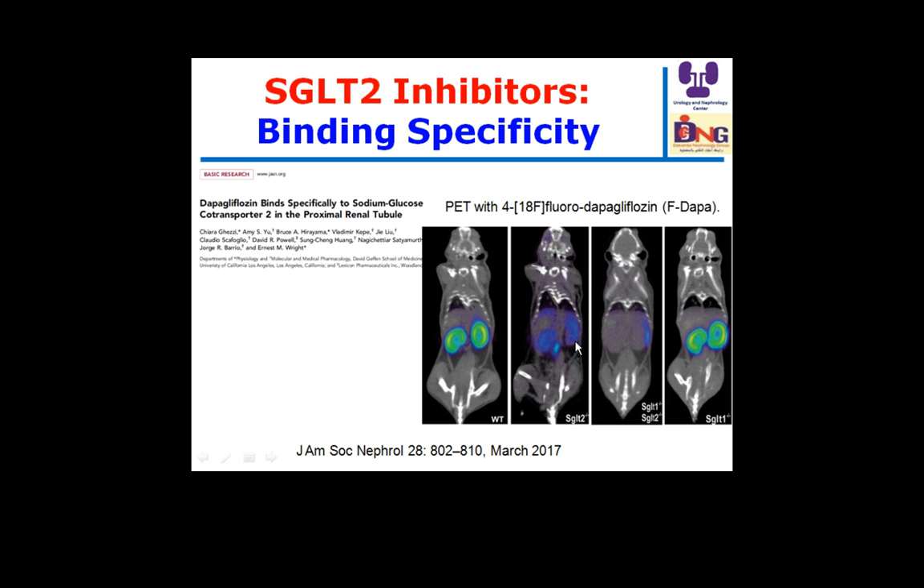But here, if there is a knockout for sodium glucose cotransporter 2, there are no receptors, so there is no uptake of GABA. Here the rat is knocked out for sodium glucose cotransporter 1 and 2. Again, there is no uptake of GABA. But here the rat is knocked out for sodium glucose cotransporter 1 only. It is the same as wild type. This means that dapagliflozin binds only the sodium glucose cotransporter 2 within the kidney.